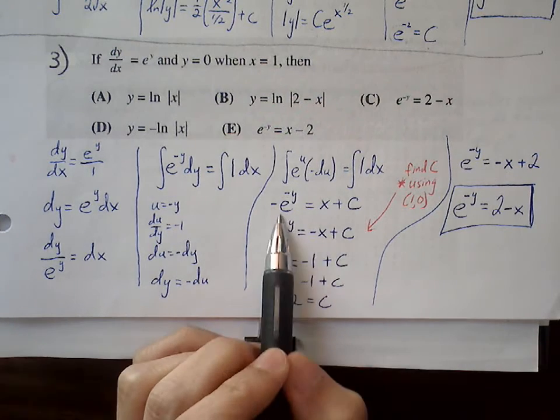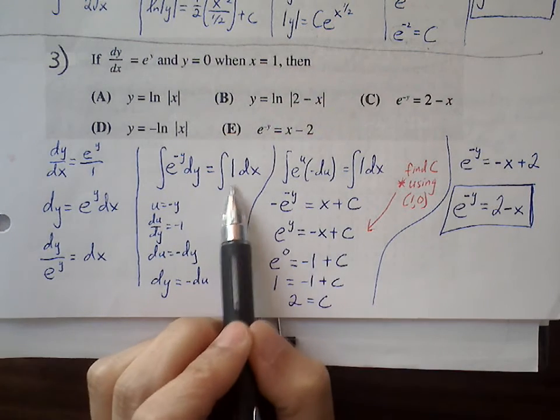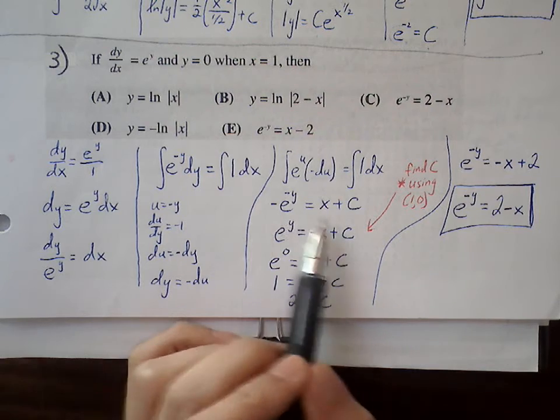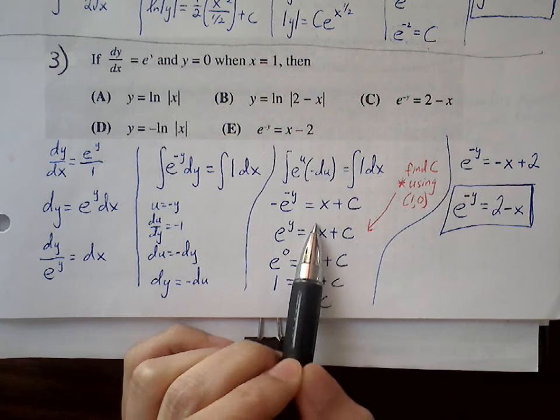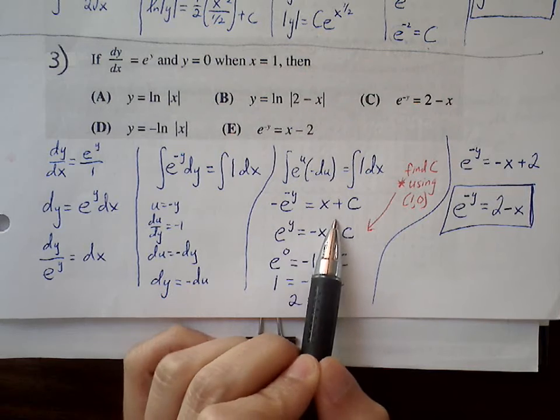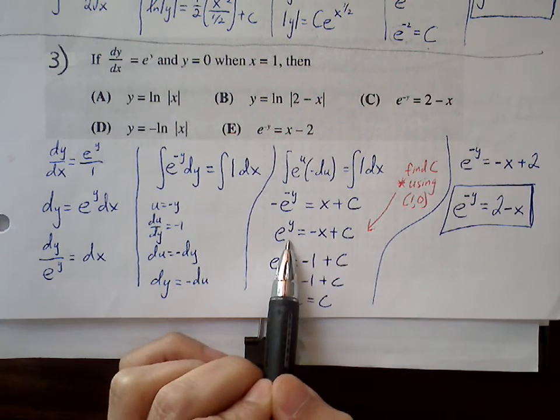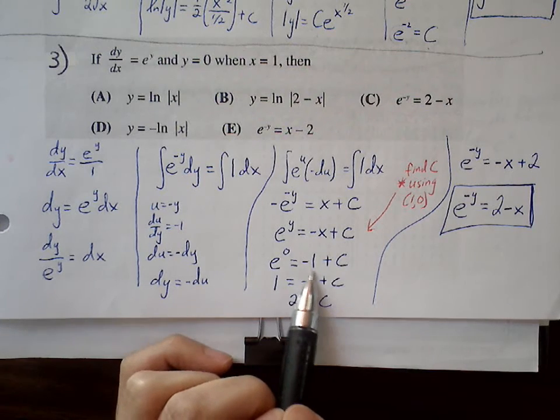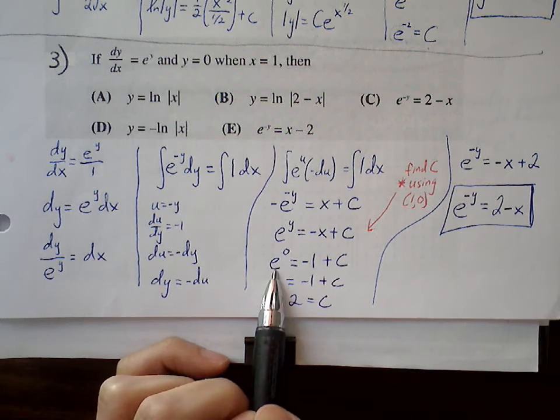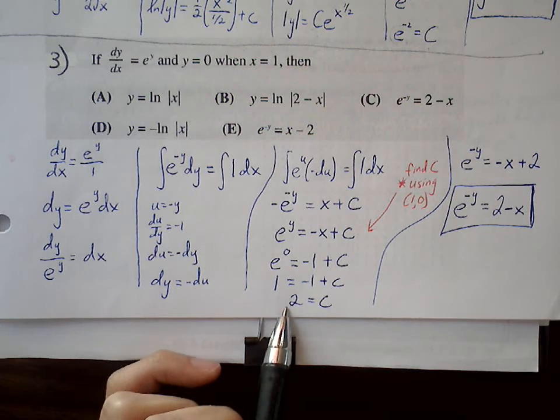I can push that negative out in front. And then integral of 1 dx becomes just x plus c. And now I'm going to go ahead and solve for c. So 1 plugs in for x, 0 plugs in for y. So e to the 0 is equal to negative 1 plus c. E to the 0 is just 1. 1 plus 1 is 2.